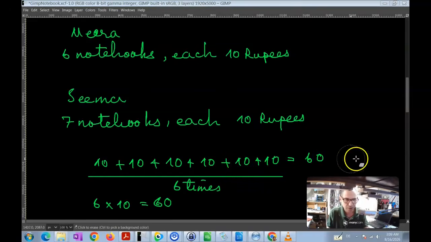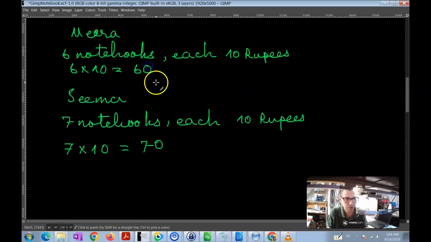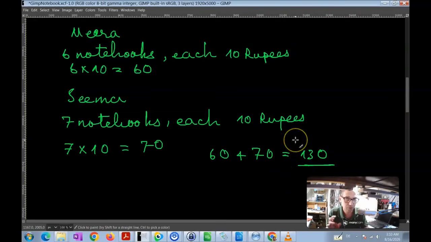And then Seema has to do the exact same thing. She buys 7 notebooks. So 7 notebooks times 10 rupees each, that would be 70 rupees. And this would be 6 times 10 rupees, that would be 60 rupees. So then 60 rupees plus 70 rupees, that would be 130 rupees, right? That's the amount of money that they have to pay together for all the notebooks that they buy, right?